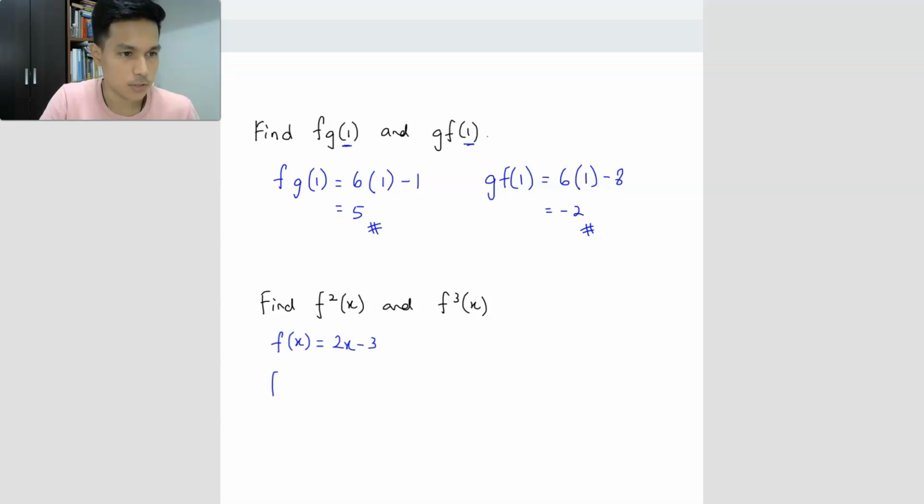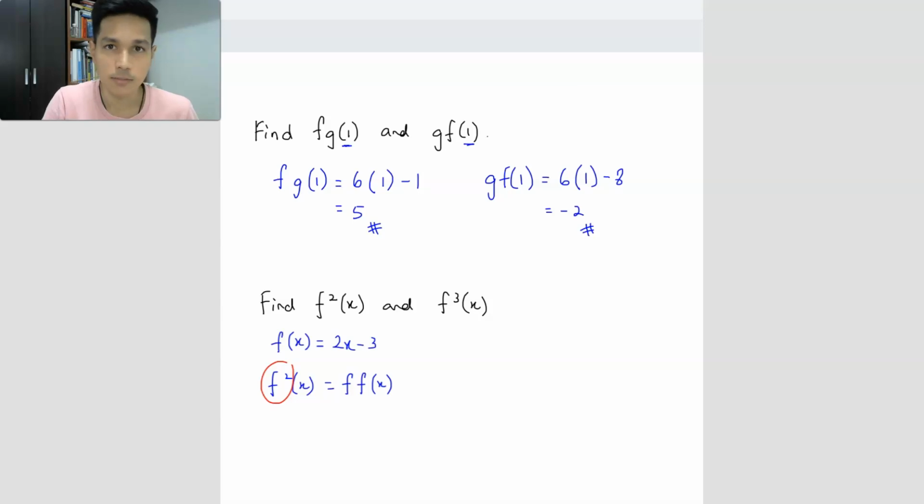Now some people like to do this. They see this f square, so they do 2x minus 3 and they square. Now if you do this, you got it wrong. You can't do that. Why? Because f square x is not the same as actually squaring it. The square here means there are 2 f's.